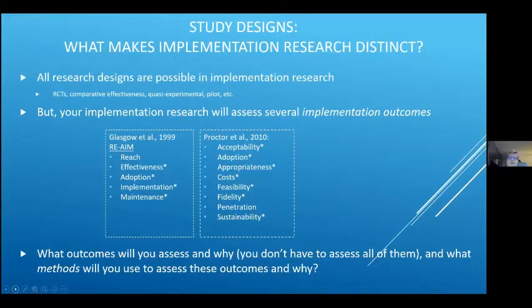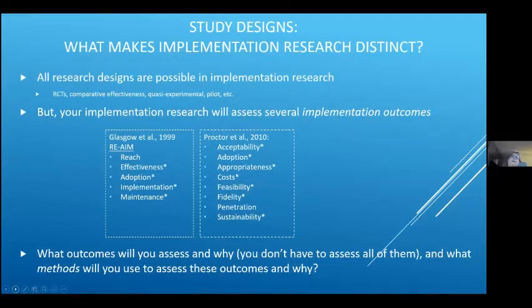Sometimes it's not within the scope of your resources to be able to do that. By resources, I mean funding, team, time, bandwidth, etc. And it's perfectly fine to focus on a handful of implementation outcomes, but you need to justify those decisions. So why did you choose those outcomes? What methods are you going to use to assess those outcomes, and why those particular methods? If you leave anything out, you want to say why you're leaving it out.